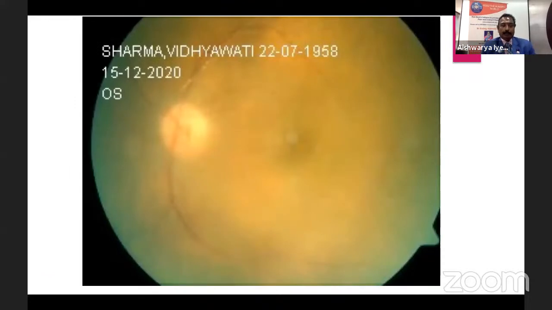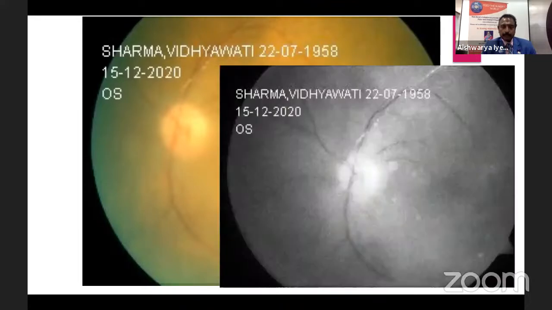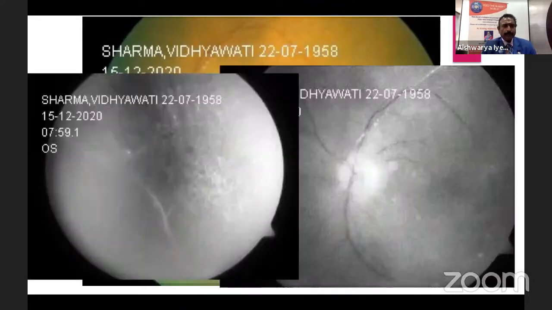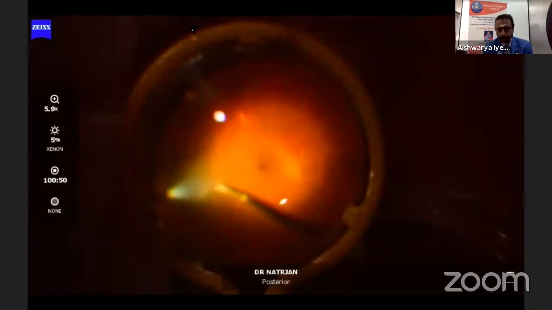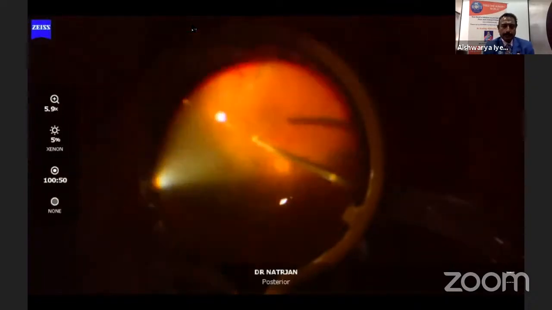This was on the 15th December when we did the vitrectomy, and this is the red-free photograph. You can see the peripheral retina, and then you can see the surgery. I do a 3-port 25 gauge pars plana vitrectomy. I'm glad I introduced this.